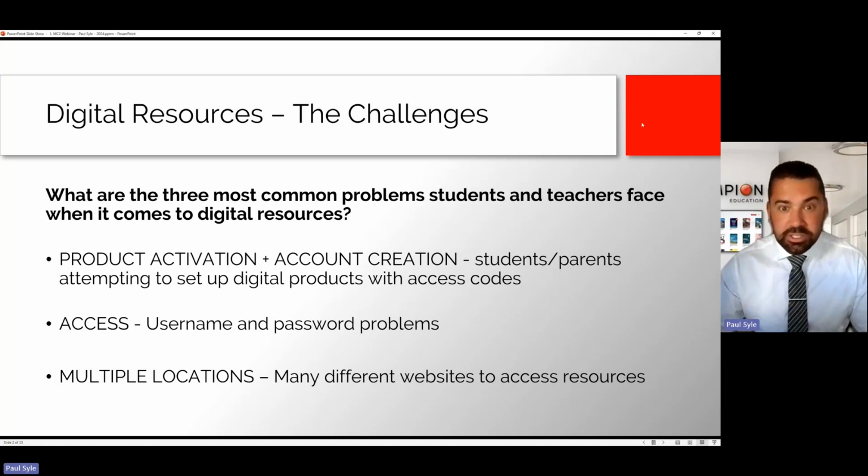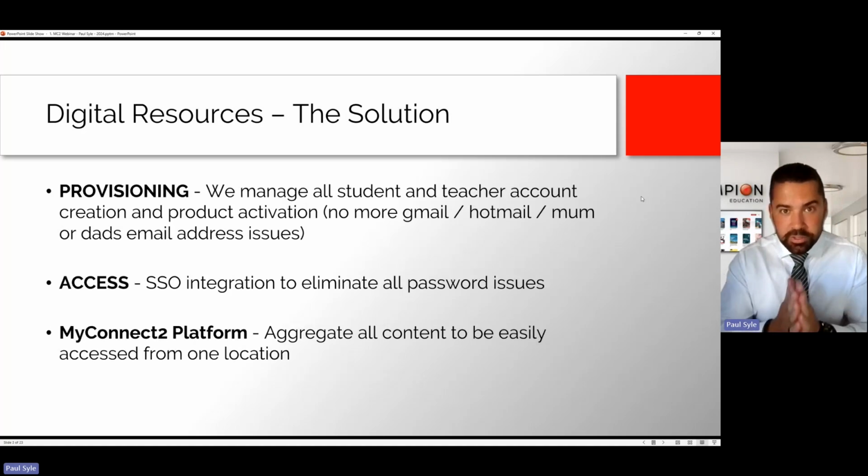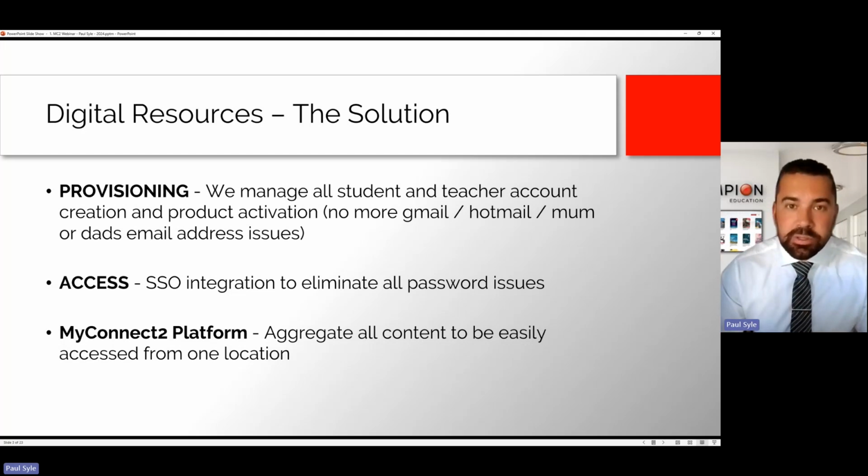forth. So the solution, that's where we have three particular services. Okay, so provisioning is what we call the first one, and that's where we manage the students and teacher account creation and product activation on behalf. So that eliminates Gmails, Hotmails, mum or dad's email address, or whatever gets thrown in there at the time of order. And it's accurate because we're synchronizing data with the school, with data provided by the school.